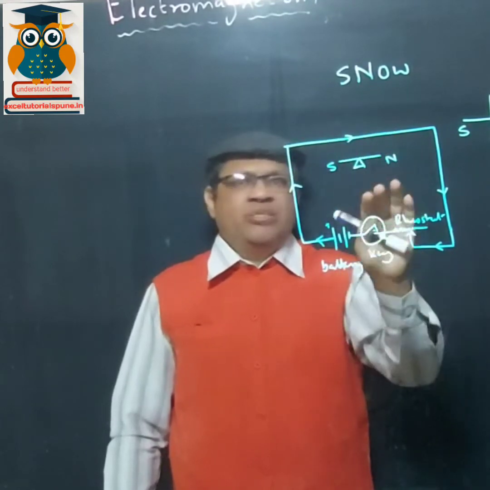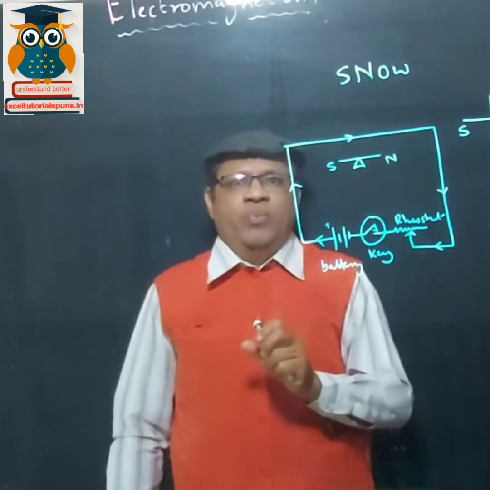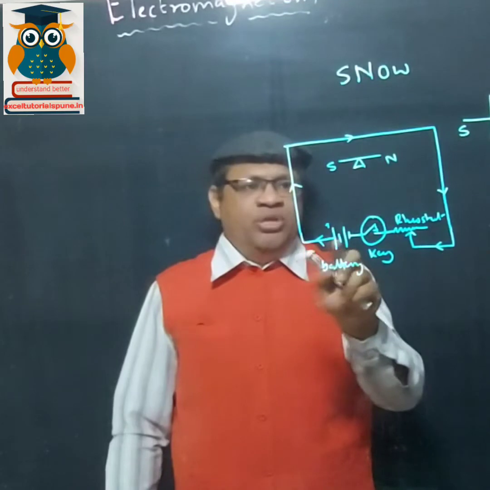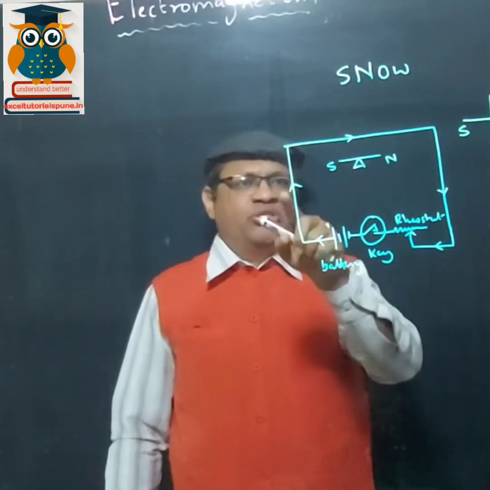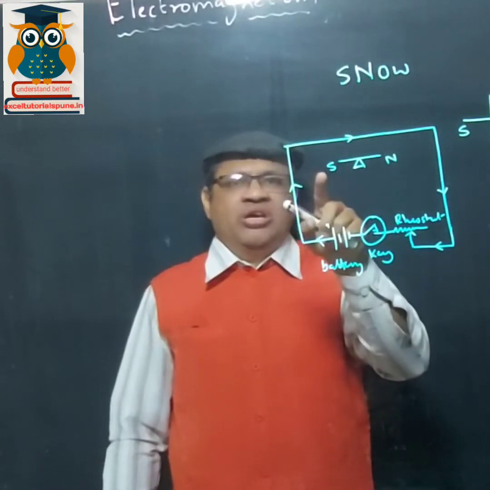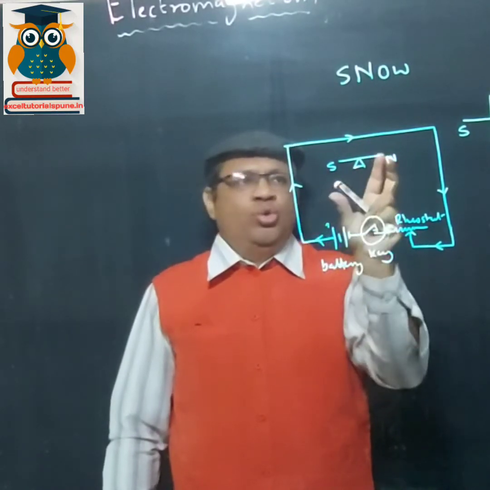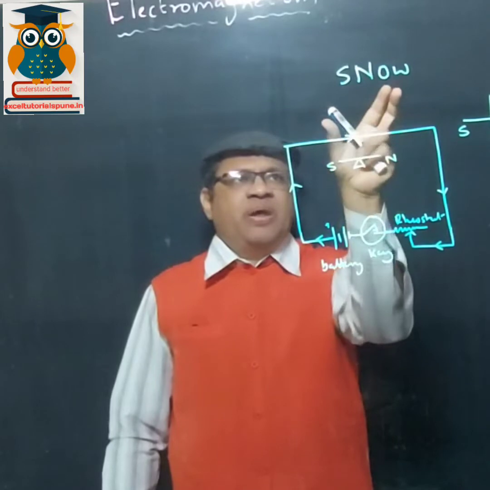Okay, now the wire is below and the compass is above. And then he put the battery in this way as it was before. The current is moving from positive to negative, or in other words, the current is moving from south to north. Only the difference is this compass is kept above.